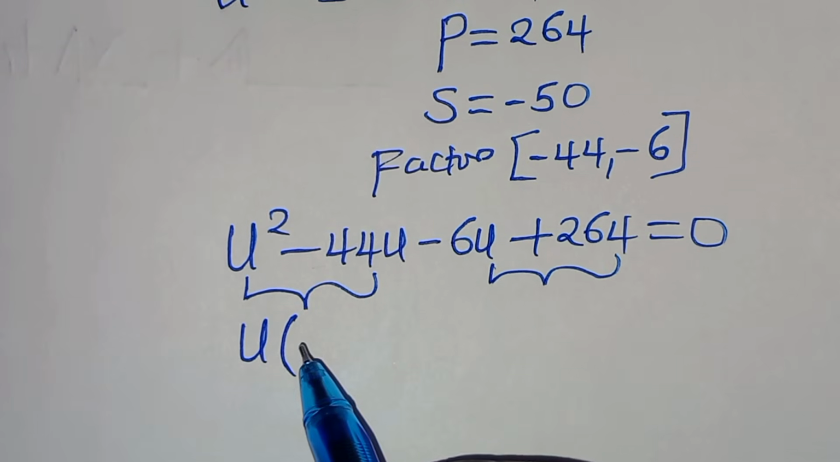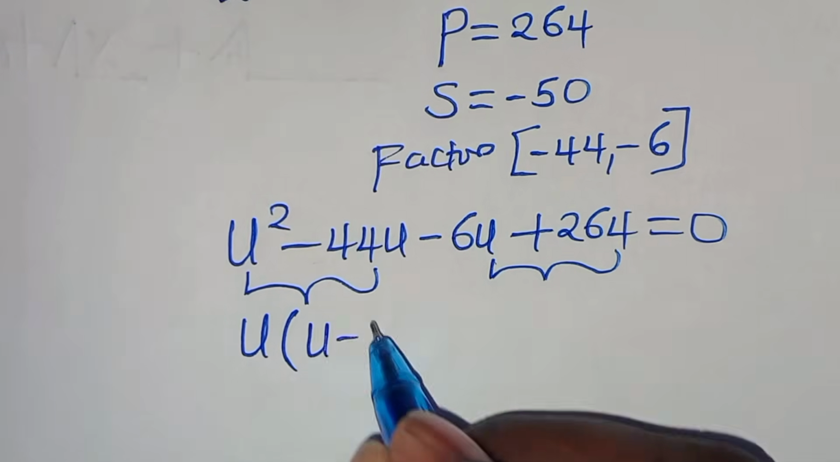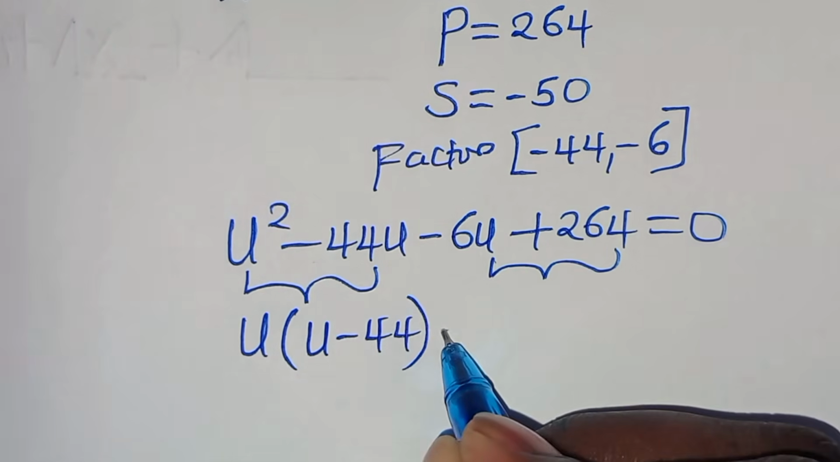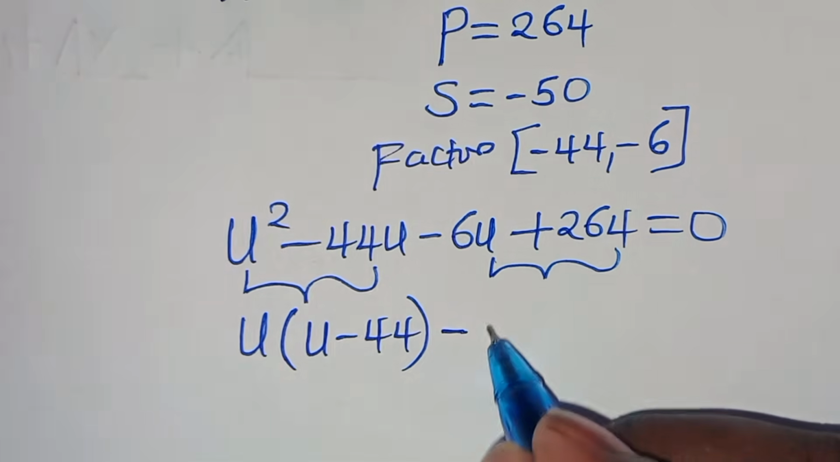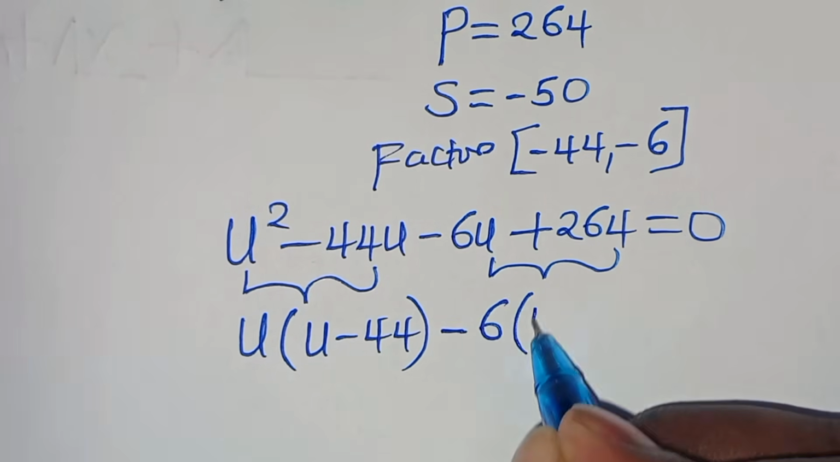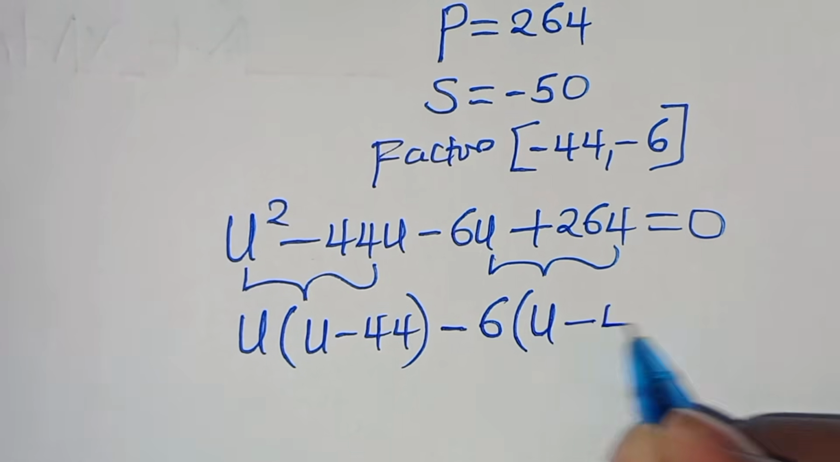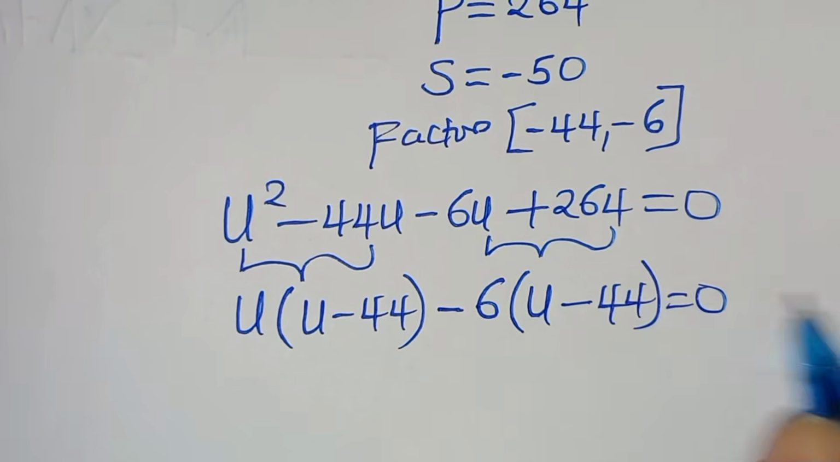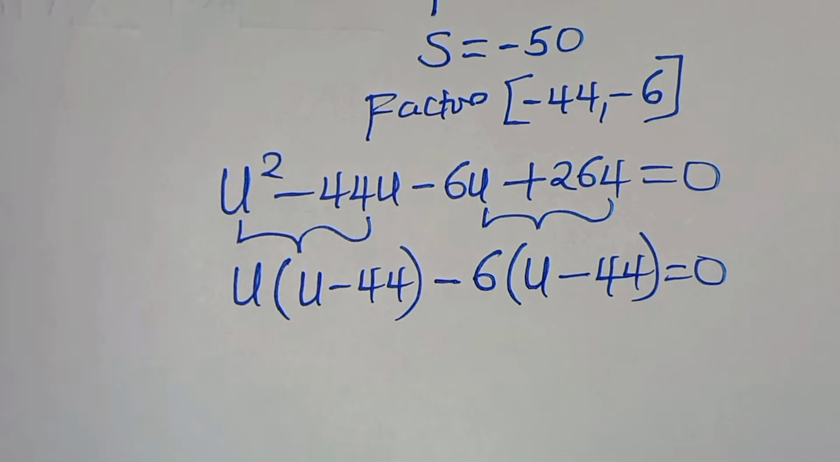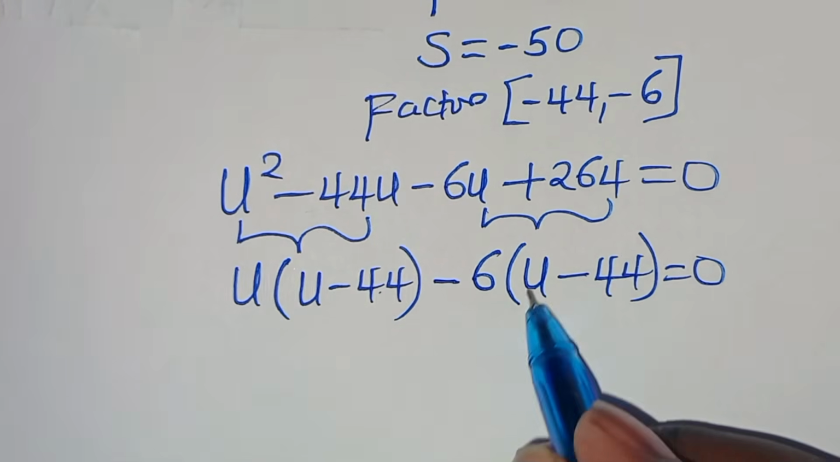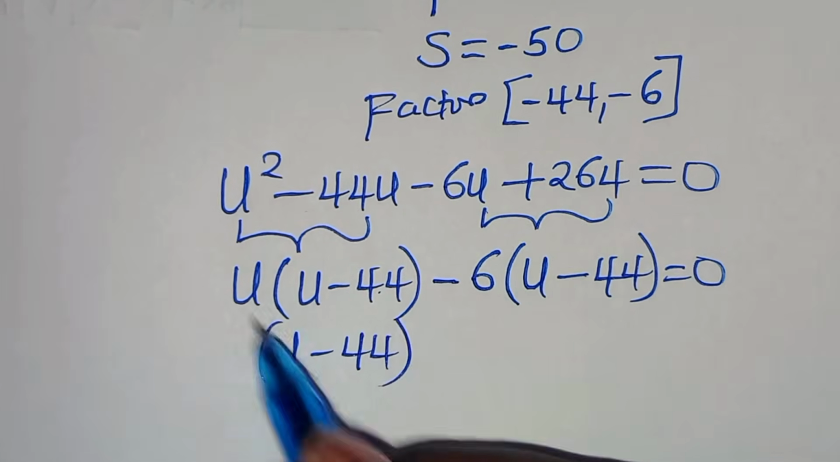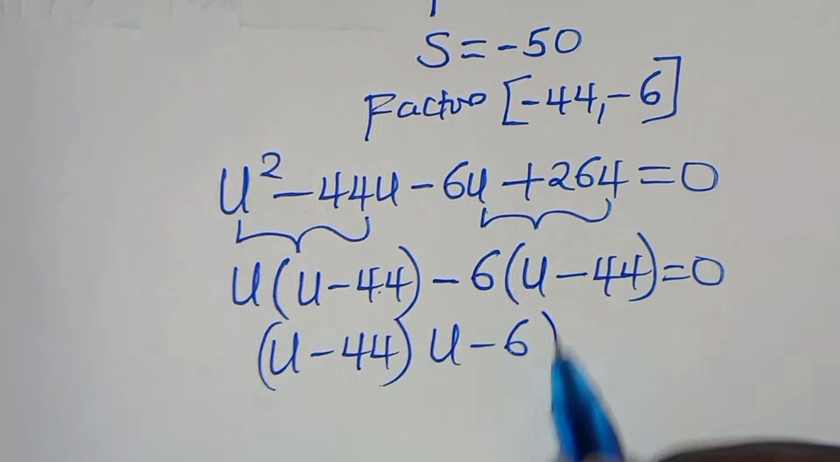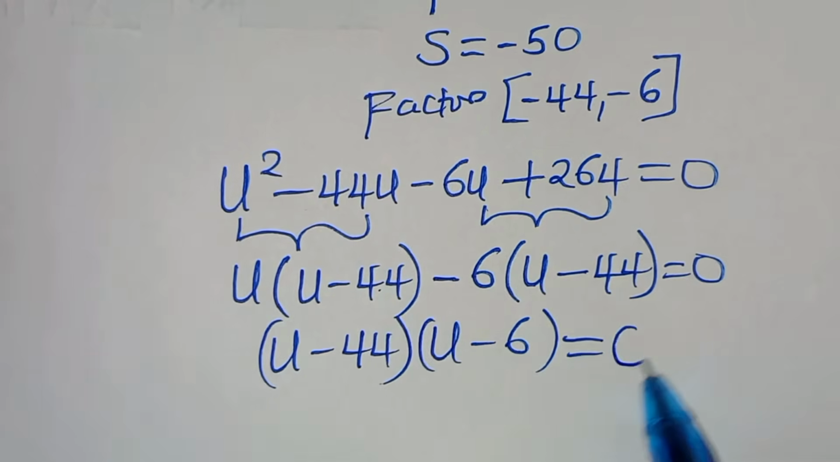So we factor out u so that we have u minus 44. Then subtract. Now we have that 6 is common here. We factor out 6 so that we have u minus 44. This is equal to 0. So we have got u minus 44 common here, which is u subtract 44, and then we have u minus 6. This is equal to 0.